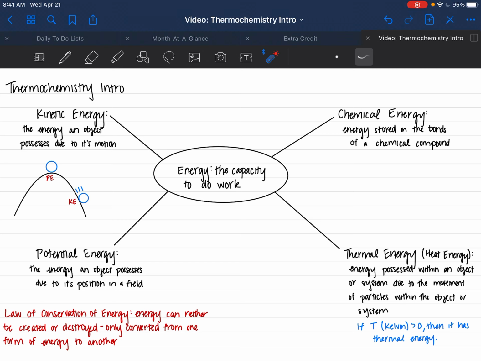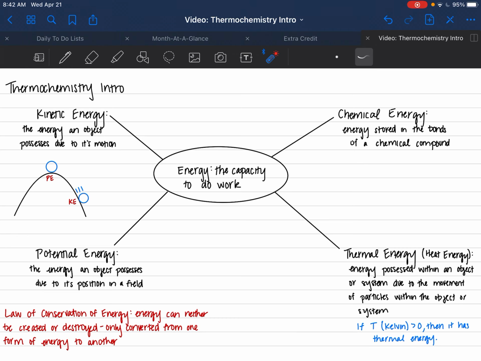Notice that when you are forming bonds or breaking bonds, a lot of times that requires you to either put in heat or that thermal energy, or it gives off that heat or thermal energy. So those two are very closely related, which makes sense. We're studying thermochemistry. Thermal energy and chemical energy is likely going to be a very important part.